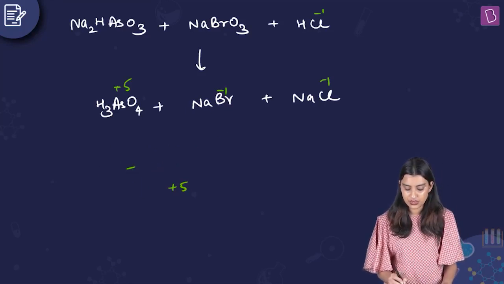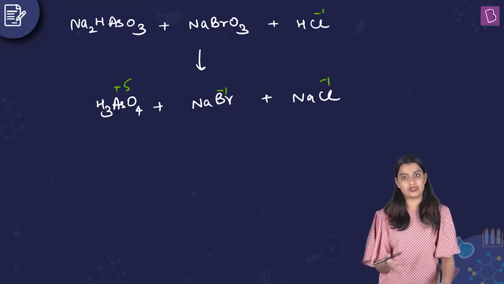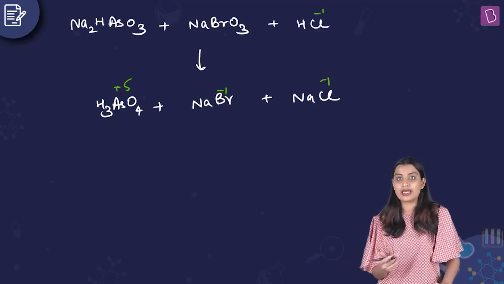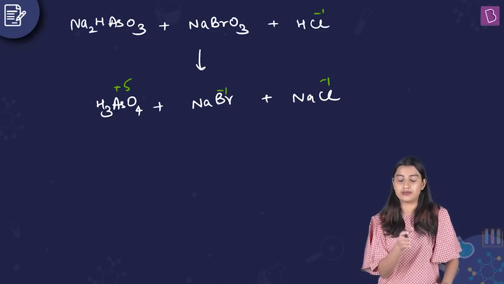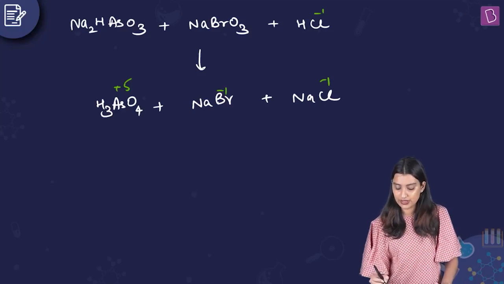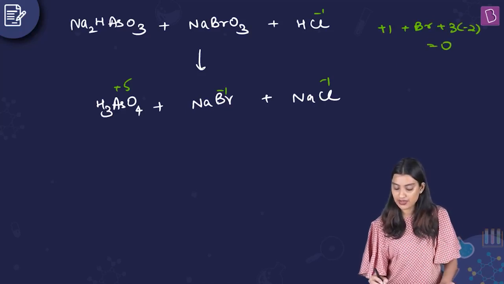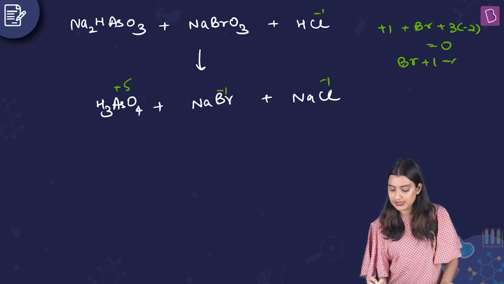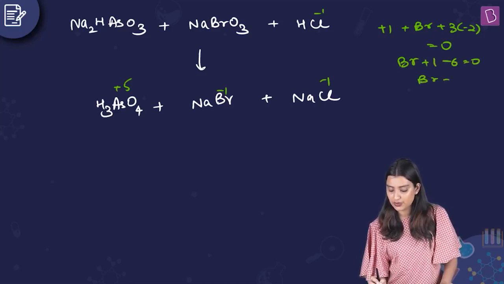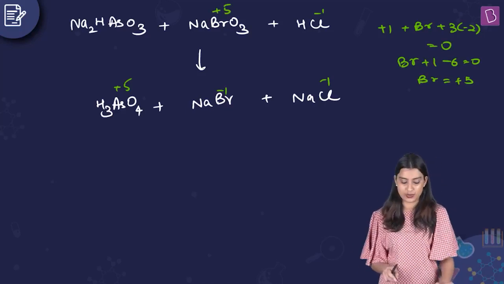Okay. Now we need to look at NaBrO3, sodium bromate. The moment you see bromate, I hope you remember that bromate has bromine in +5 oxidation state. If you don't, let's calculate. So sodium will contribute +1, plus let's say bromine is in Br oxidation state, +3 into -2 is equal to 0. Okay, so here you have Br +1 minus 6 is equal to 0. So Br is going to be equal to +5. So here bromine is in +5 oxidation state, like I had mentioned earlier as well.